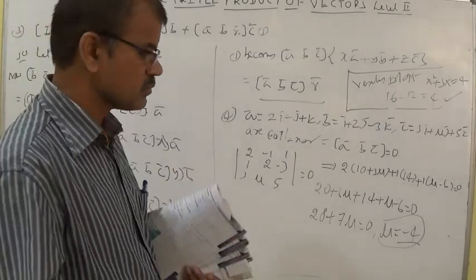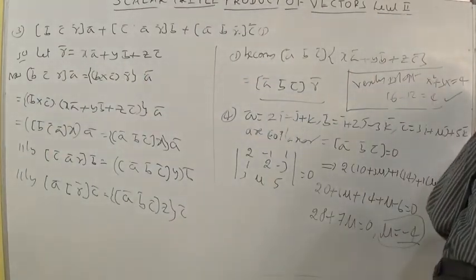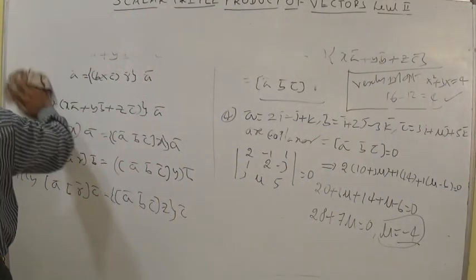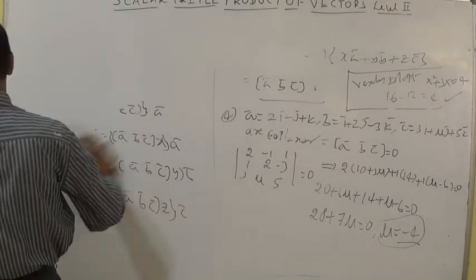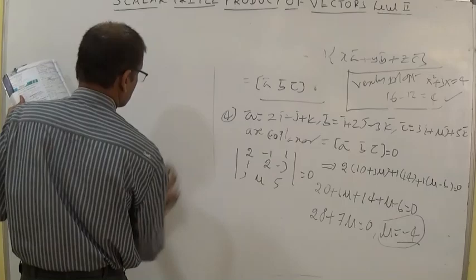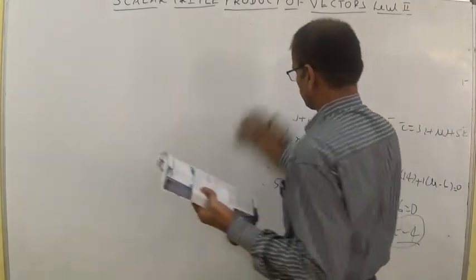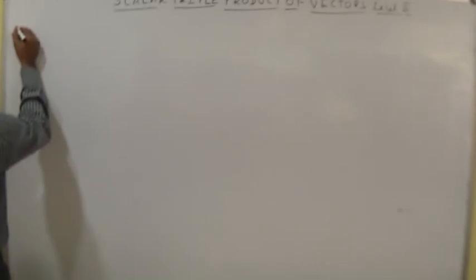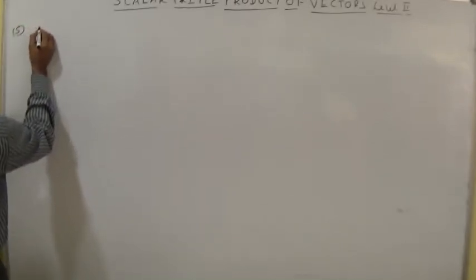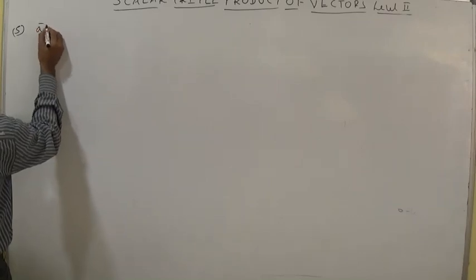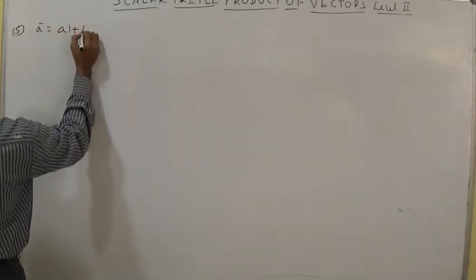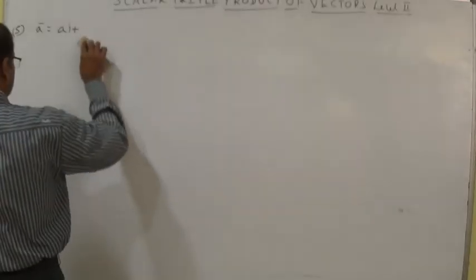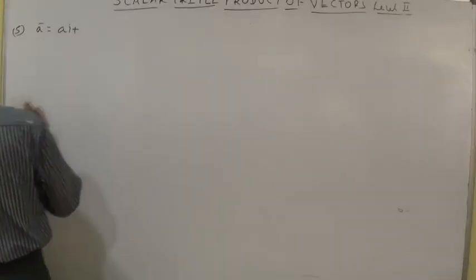Next one, sorry, fifth question. If the vectors a bar, let us write a bar equal to ai plus j plus k. A bar is equal to ai plus j plus k.